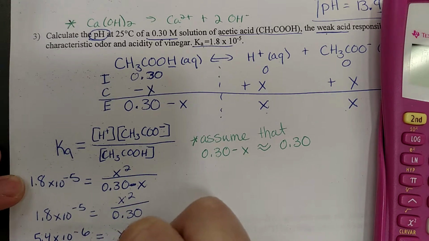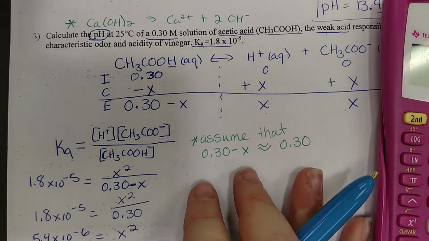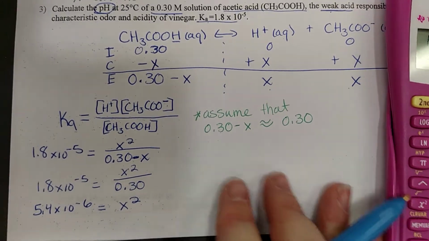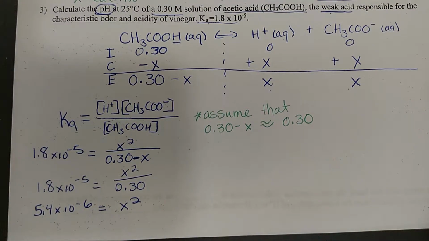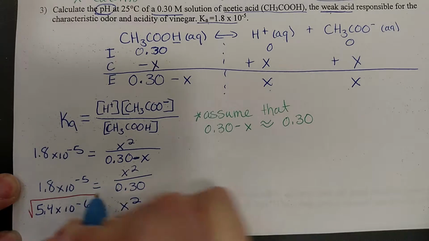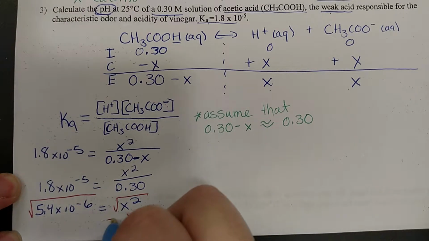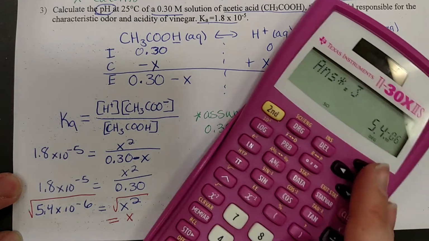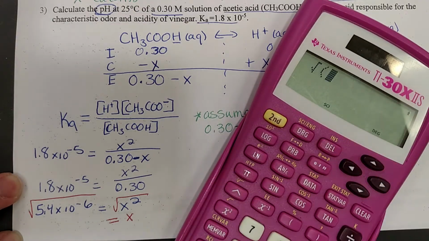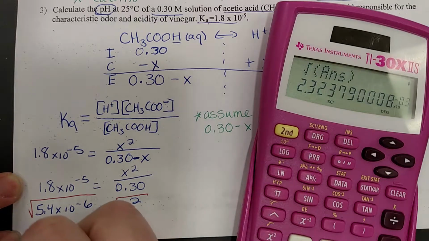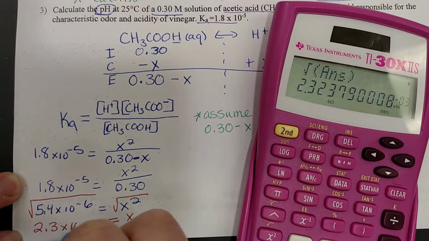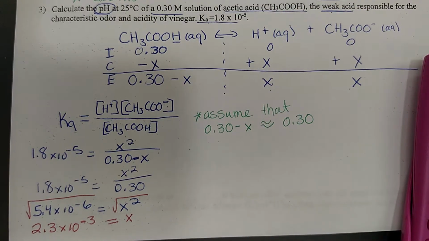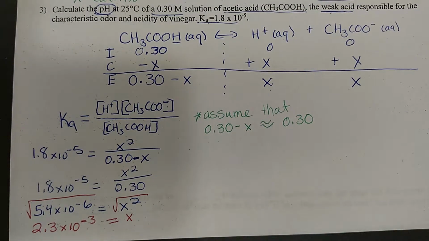And that equals x squared. Scooch this down so you can see it. From here, we're going to go ahead and take our square root of both sides so we can get our x value. So x is going to equal the square root of that same number, 2.3 times 10 to the negative third. So that is our x value.